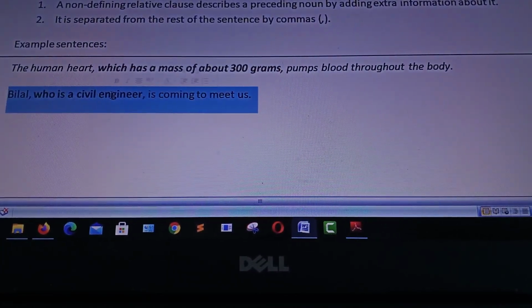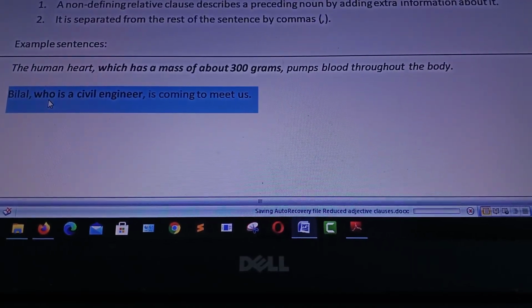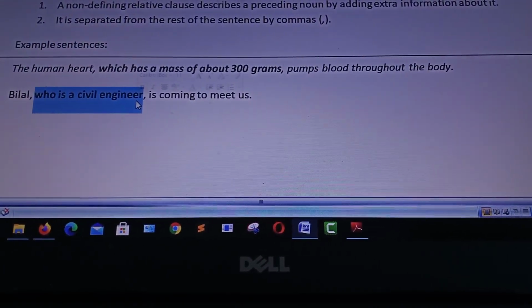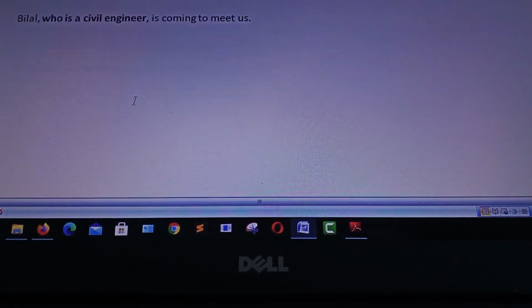Take a look at this example. Bilal, who is a civil engineer, is coming to meet us. Here, who is a civil engineer is a relative clause, and we have kept it between commas. We can even remove this relative clause without losing the core meaning of the sentence. So it is about the non-defining relative clauses. So it is all about relative clauses. So we are done with it.